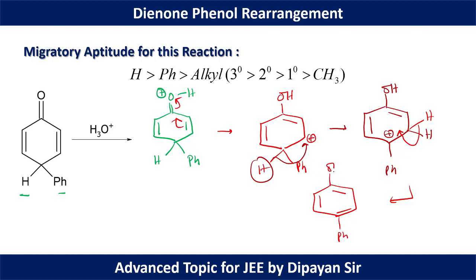It is very important to remember the migratory aptitude for this reaction, that is hydrogen greater than phenyl greater than alkyl, and in alkyl we have 3 degree greater than 2 degree greater than 1 degree greater than methyl.